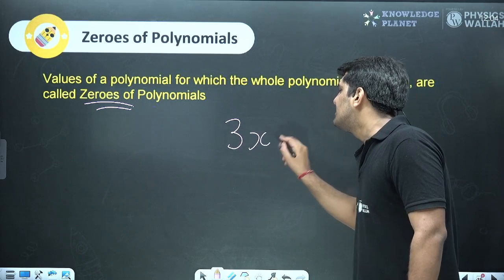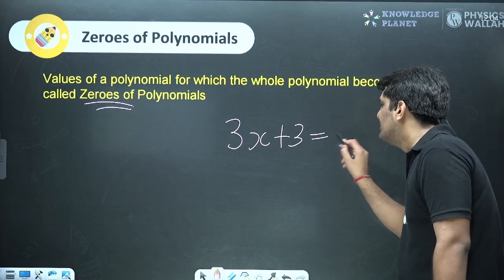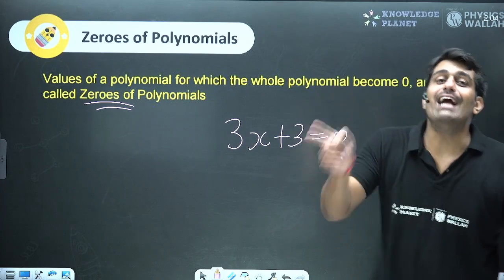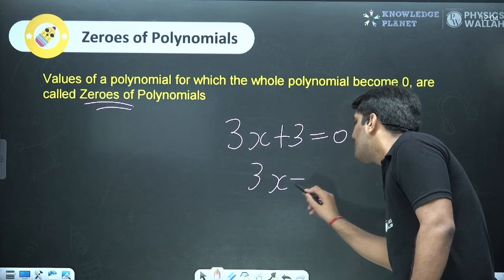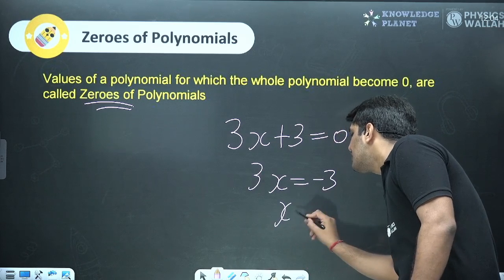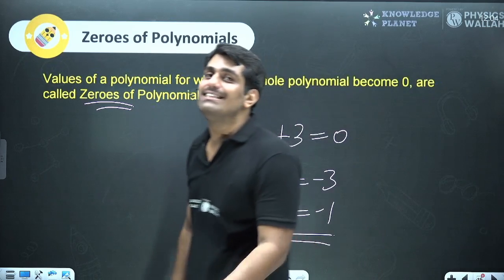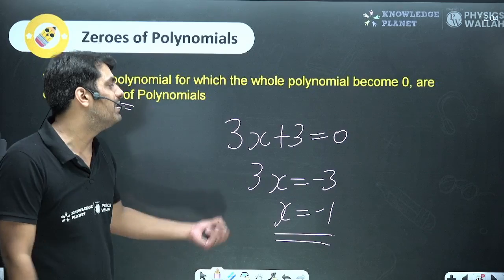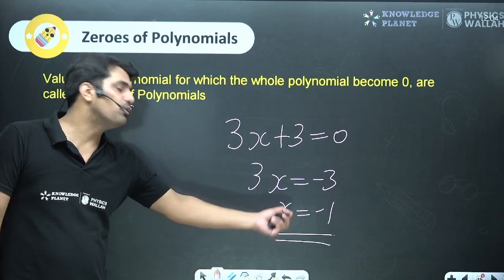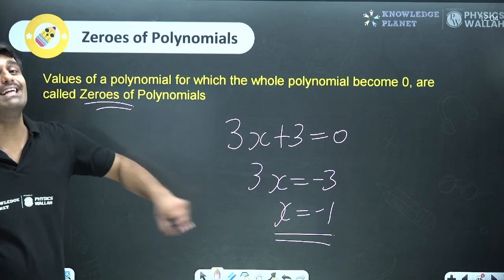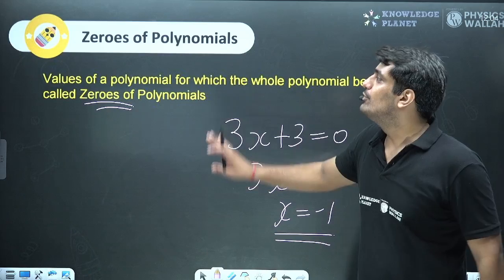So let me take one more example: 3x plus 3. I want to find out the 0 of this given polynomial. I'll equate it to 0 and solve for the value of x. So this becomes 3x equals to minus 3, and x from here comes out to be minus 1. When the x value is minus 1, we have a 0 of the polynomial, the value being 0. So this value will be called the 0 of the polynomial. I hope you are getting the concept of zeros of the polynomial.